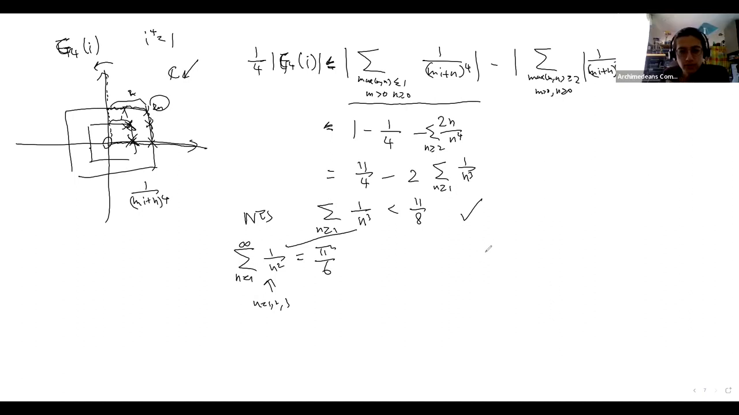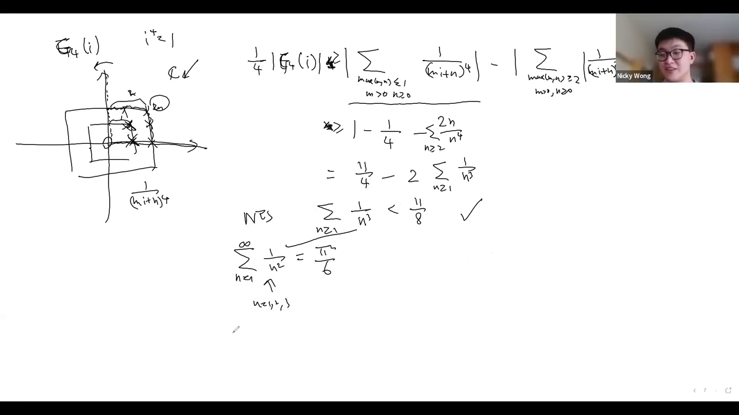Sorry, did you not write the inequalities the wrong way around? Just the first two? Yes, right. Okay. Yeah. Thank you. So basically, yeah, we can do this.